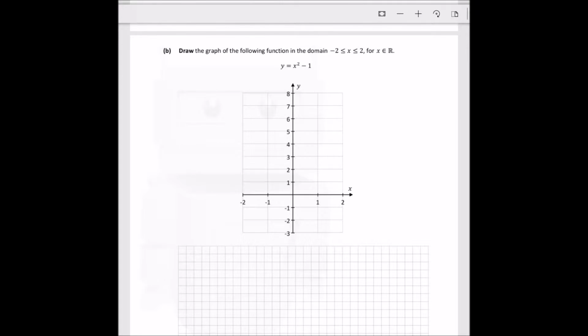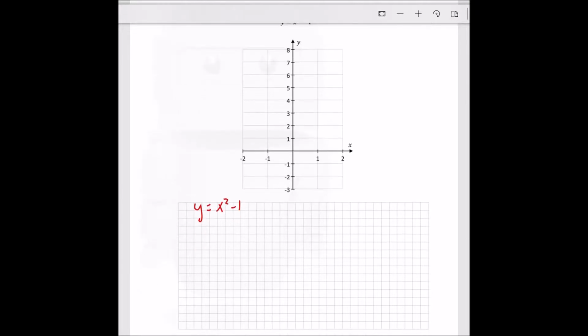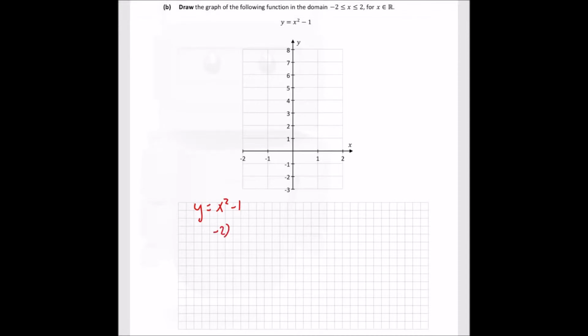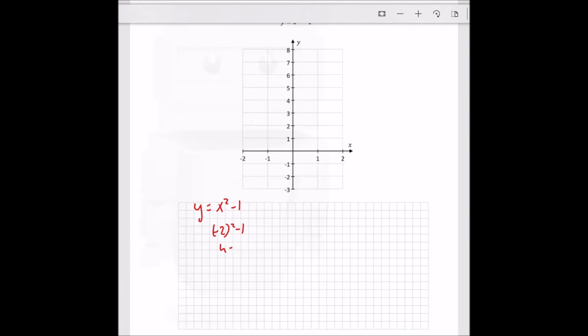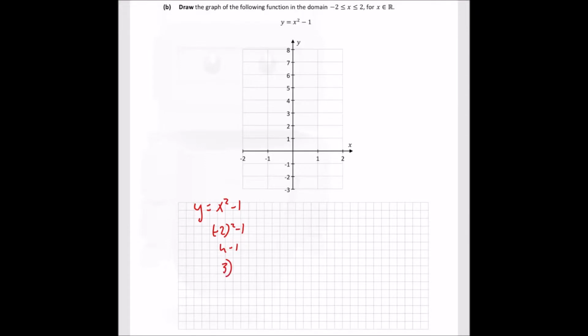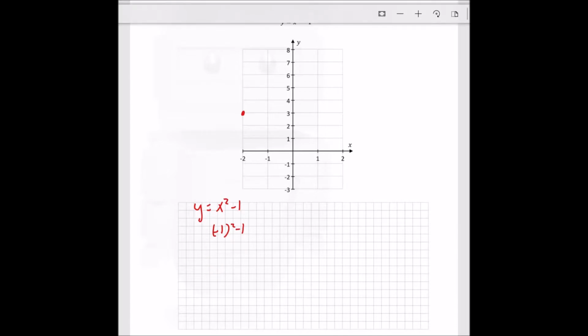Draw the following function then. This function is y equals x squared minus 1 in the domain minus 2 to 2 again. We put in minus 2 then, minus 2 squared minus 1, which is 4 minus 1, which is 3. So we put in minus 2 and we got out 3. So it's there. We put in minus 1, we get 1 minus 1, which is 0. So minus 1, 0. There we go.